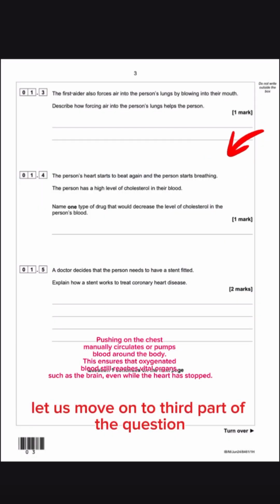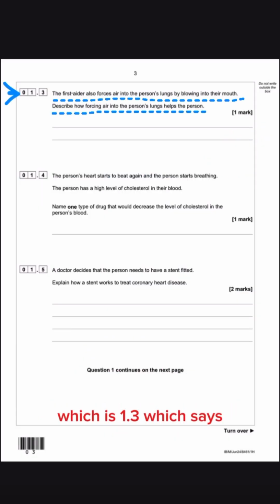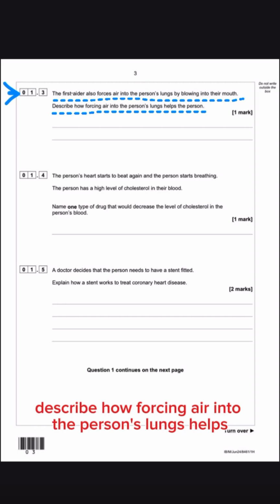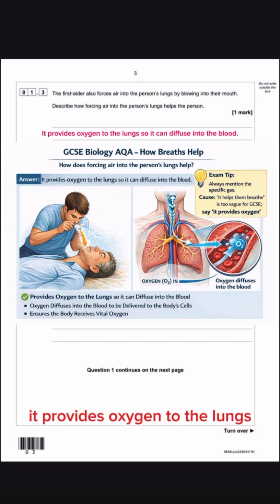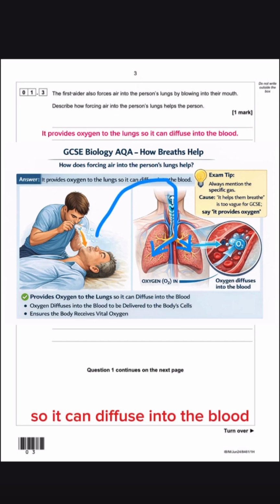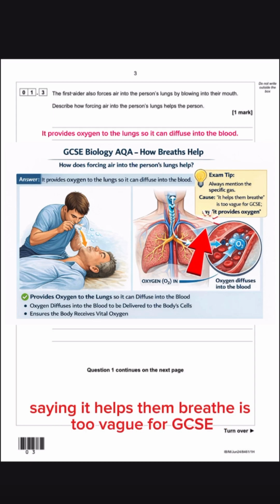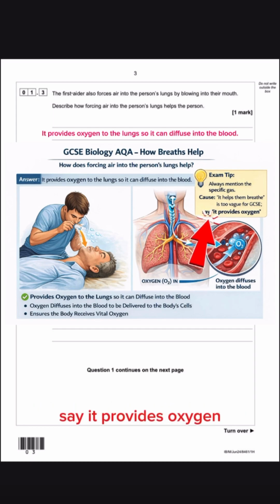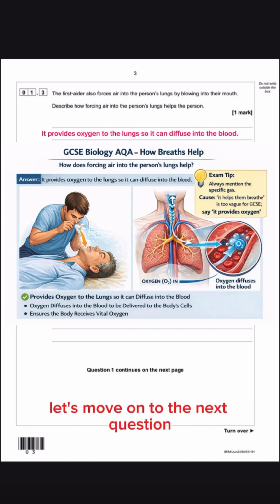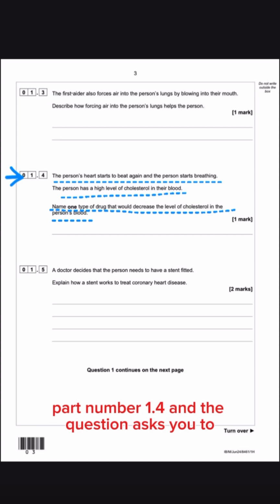Let us move on to the third part, 1.3, which says: describe how forcing air into the person's lungs helps. The answer is it provides oxygen to the lungs so it can diffuse into the blood. The exam tip is to always mention the specific gas. Saying it helps them breathe is too vague for GCSE. Say it provides oxygen.